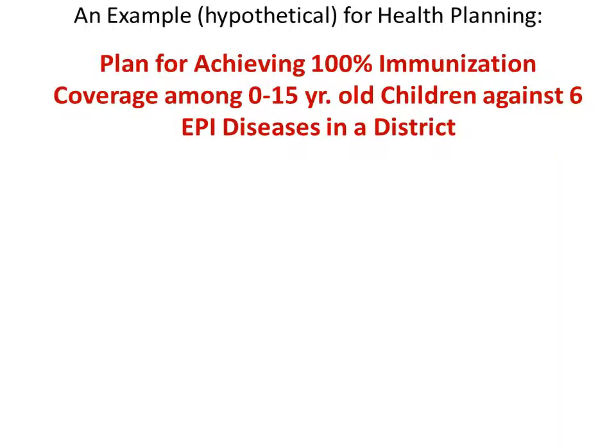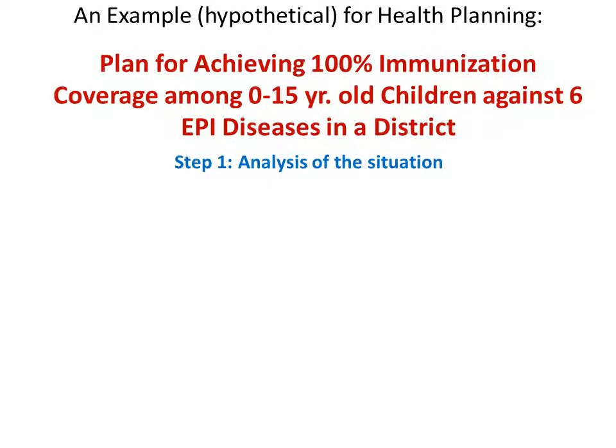A hypothetical example has been shown to further clarify health planning. Remember that the example is hypothetical and has been extremely simplified for the understanding level of an undergraduate of the planning process. The plan is for achieving 100% immunization coverage among 0 to 15-year-old children against the 6 EPI diseases in a given district. The first step is analysis of the situation.